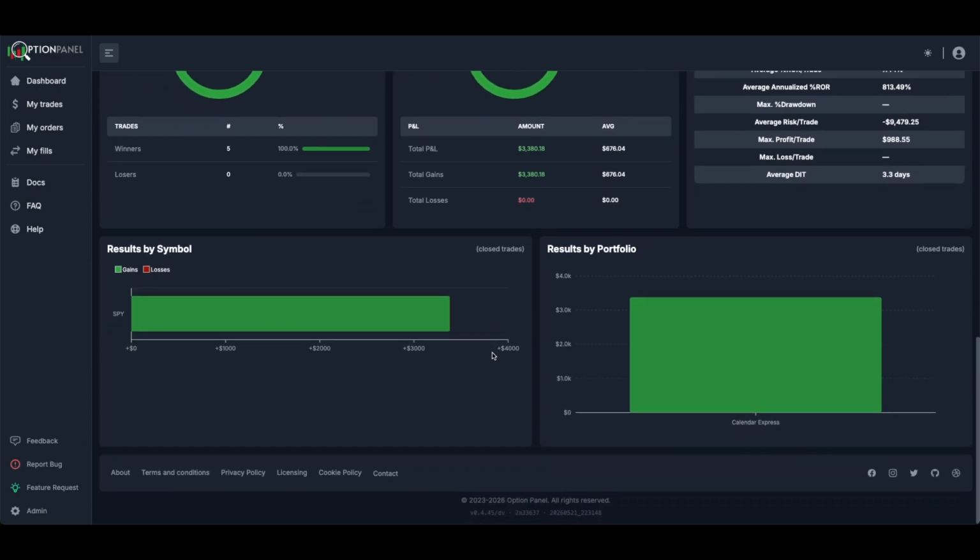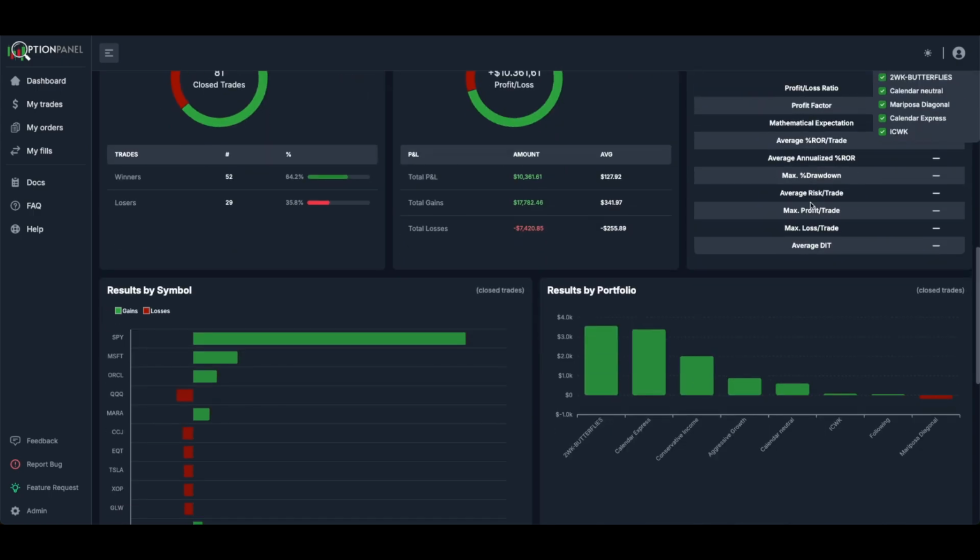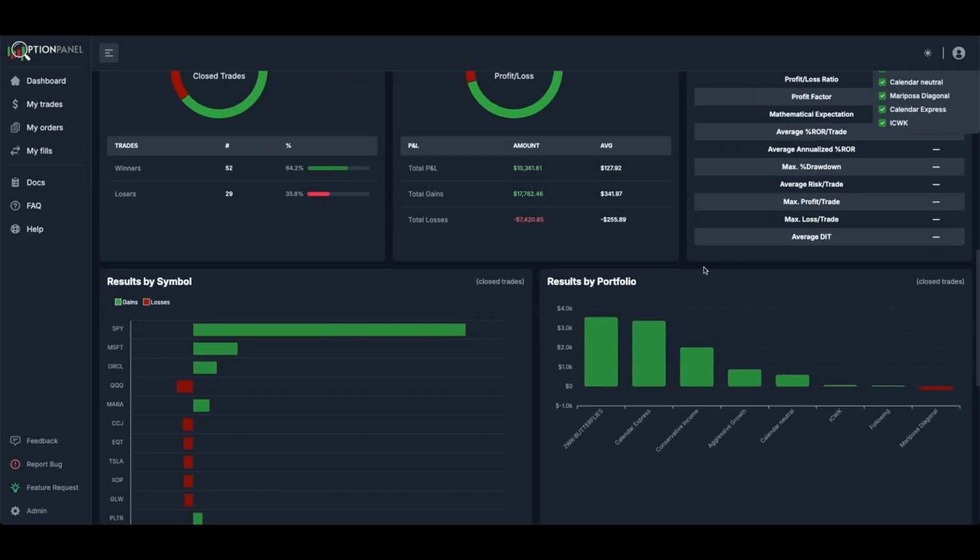Finally, at the bottom of the dashboard, you will find two bar charts: results by symbol, which shows the cumulative result of your closed trades grouped by underlying asset, and results by portfolio, which does the same but grouped by portfolio or strategy. Both charts let you identify at a glance which underlyings and which strategies are contributing most to your overall performance.